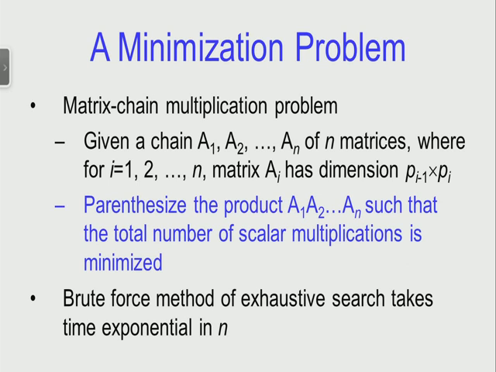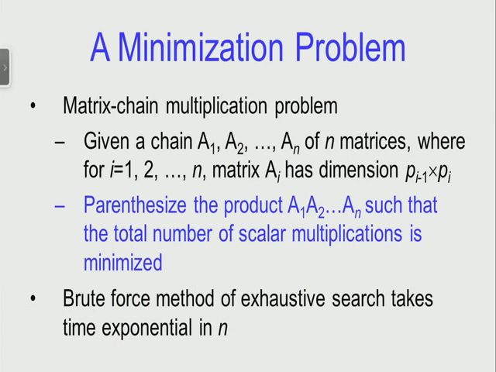This gives rise to a very interesting minimization problem. This minimization problem is called the matrix chain multiplication problem. The input to the matrix chain multiplication problem is a chain of n matrices A1, A2 to An. For every i, the ith matrix has dimension Pi minus 1 cross Pi, that is, the matrix Ai has Pi minus 1 rows and Pi columns. The first matrix A1 has P0 rows and P1 columns.